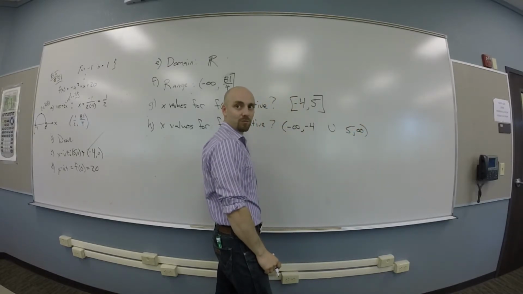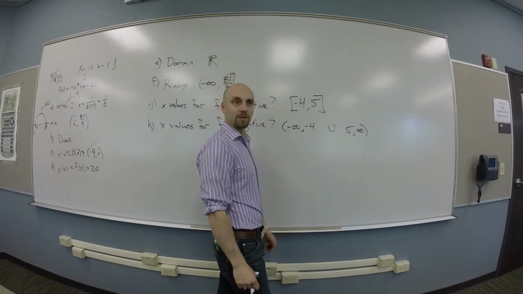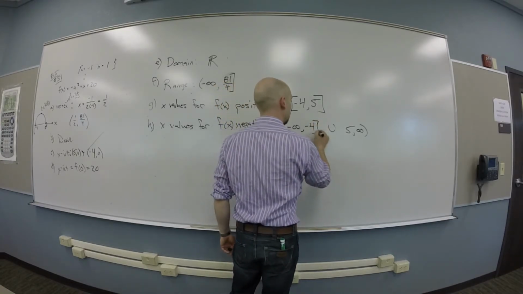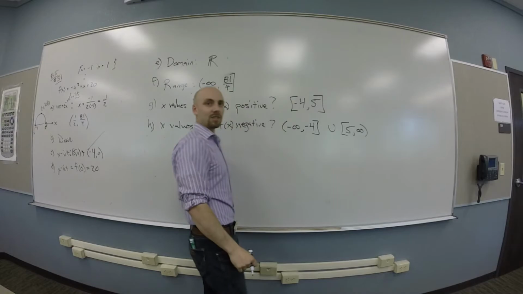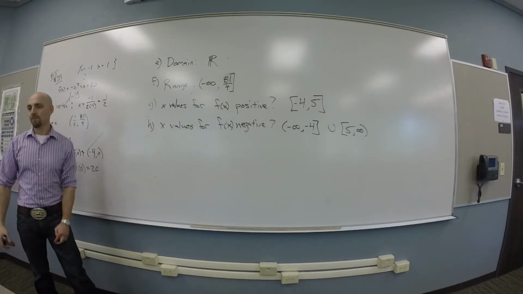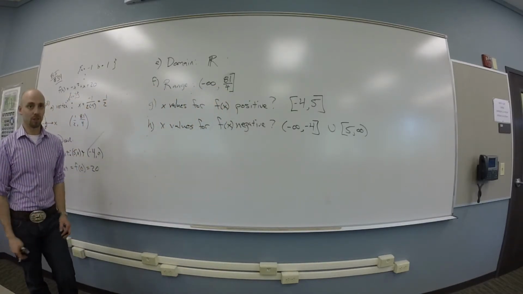And what kind of brackets do you put on the negative 4 and the 5? Well, you're counting zeros as negative as well. Yeah, and again, I think that's a little different than your book. It is. It's not a distinction that matters.